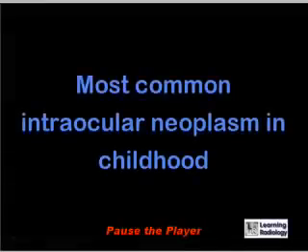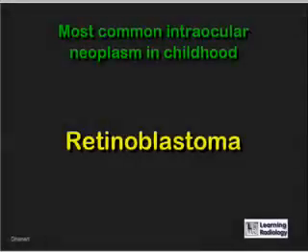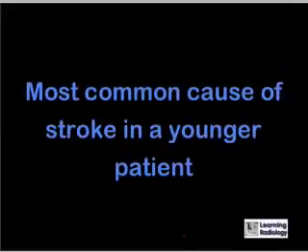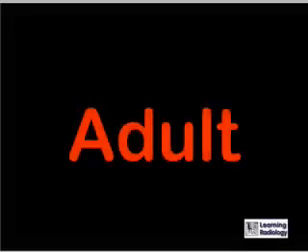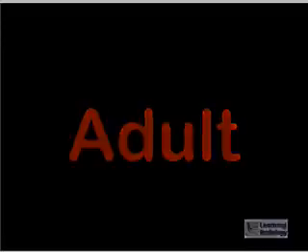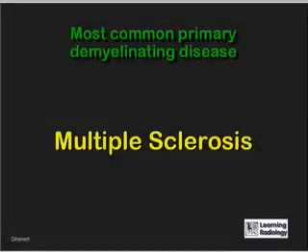What is the most common intraocular neoplasm in childhood? A retinoblastoma. What is the most common cause of a stroke in a younger patient? An embolism. The following refer to adults. What is the most common primary demyelinating disease? Multiple sclerosis.